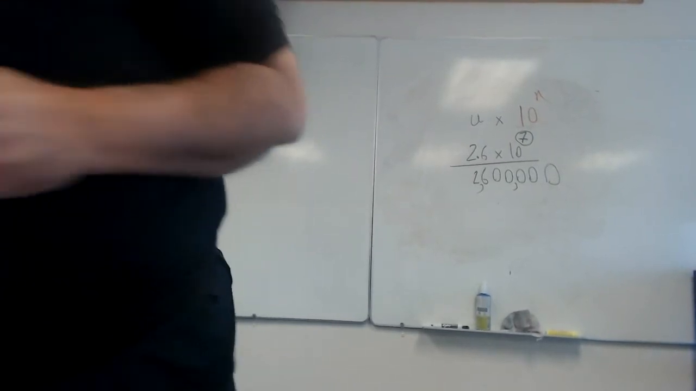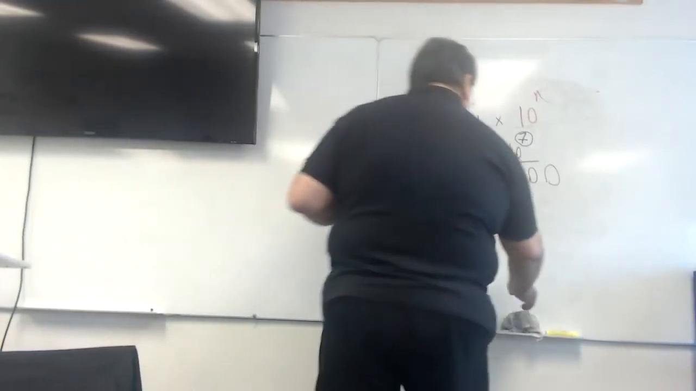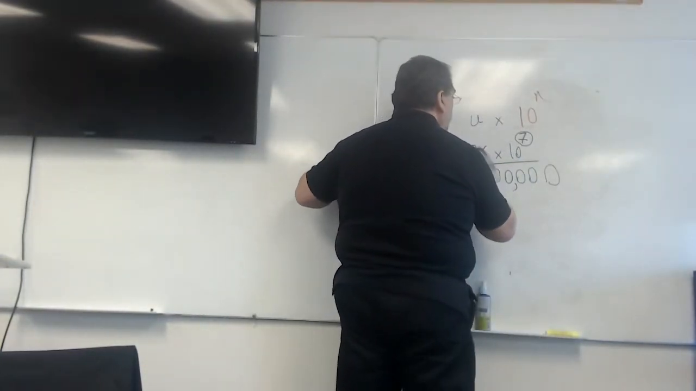All right, let's look at another example. 1.1 times 10 to the power of minus 4. That's good. We have a negative exponent.